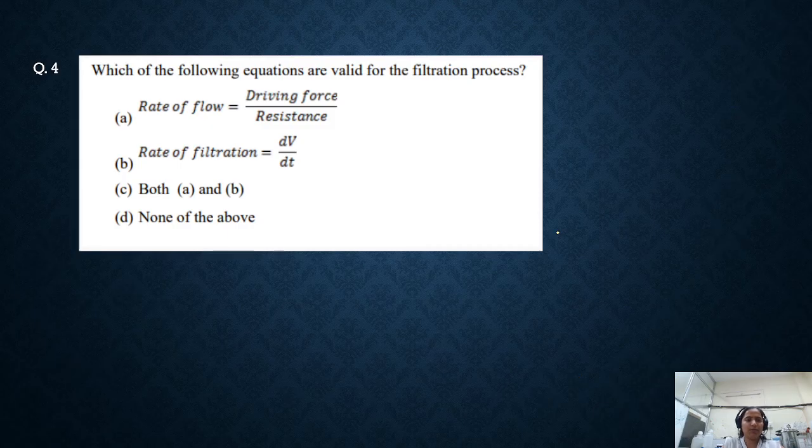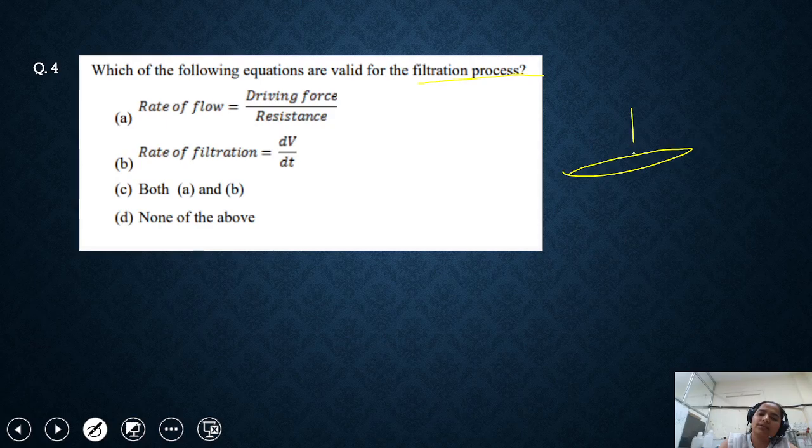Now coming to the fourth question. This is also related to filtration. Which of the following equations are valid for the filtration process? Means if anything is filtering out, they are talking about the rate. So let's read. First option is rate of flow. Rate of flow is equal to driving force upon resistance.